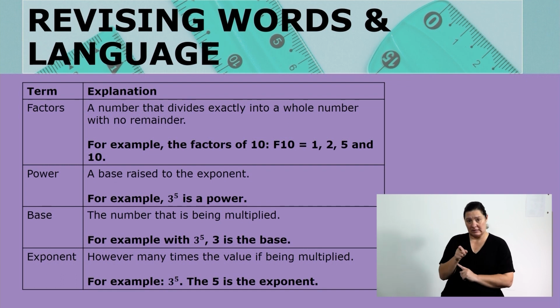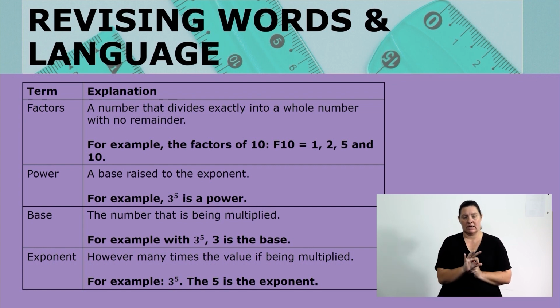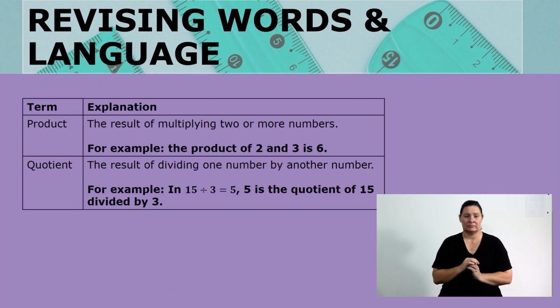Then we have exponent: however many times the value is being multiplied. For example, this is 3 raised to the exponent 5. The 5 is the exponent. Product: the result of multiplying 2 or more numbers. For example, the product of 2 and 3 is 6. Quotient: the result of dividing one number by another number. For example, in 15 divided by 3, the answer is 5. That means that 5 is the quotient of 15 divided by 3.